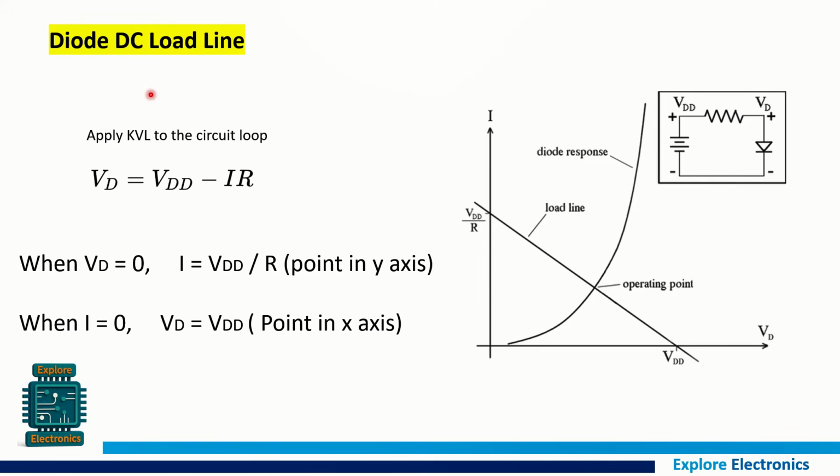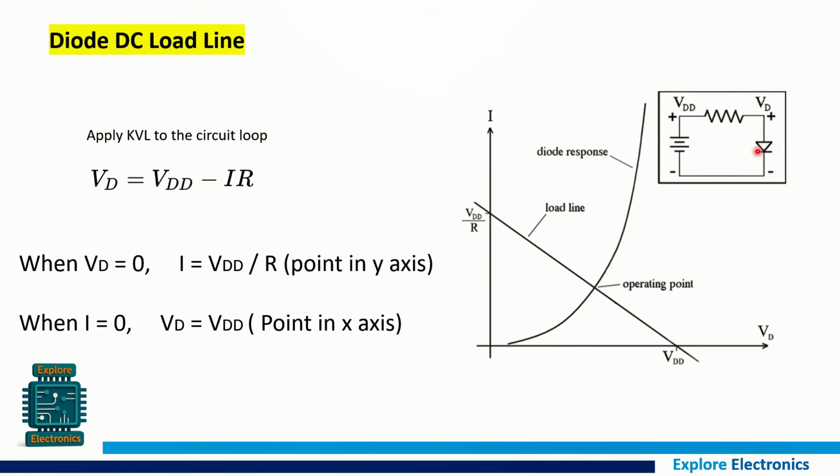So the next topic is the diode DC load line. Here you can observe this is the forward characteristics of the diode, and we are drawing this line on the forward characteristics by taking a point on the y-axis and a point on the x-axis. Here we are going to get the operating point of the diode. To get this, let us look at this circuit.